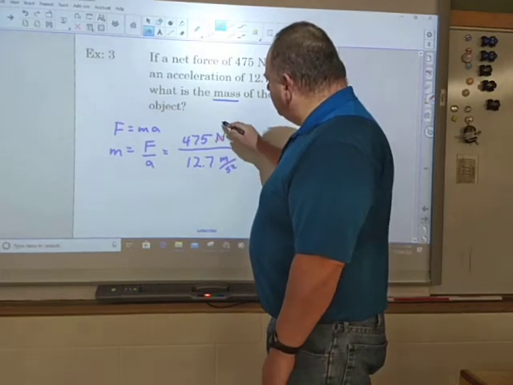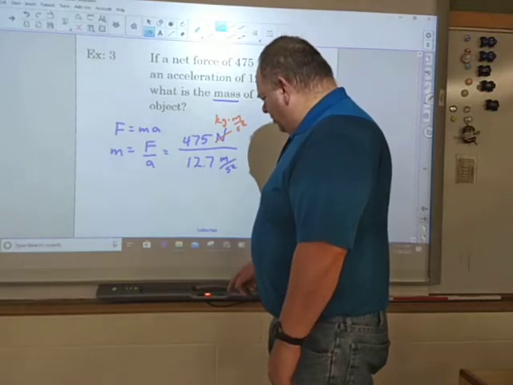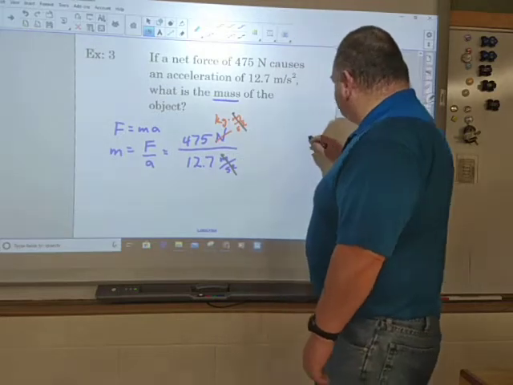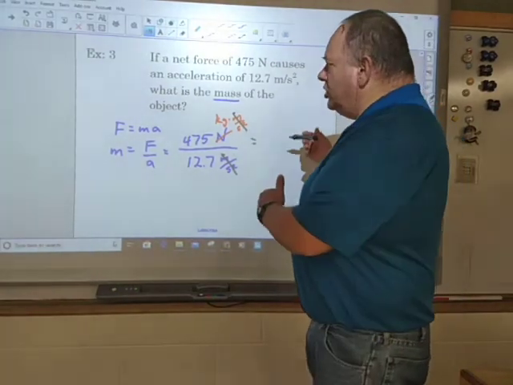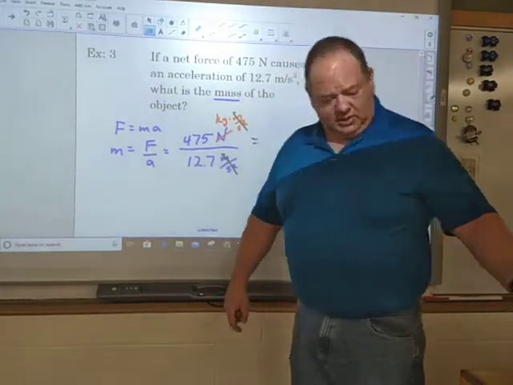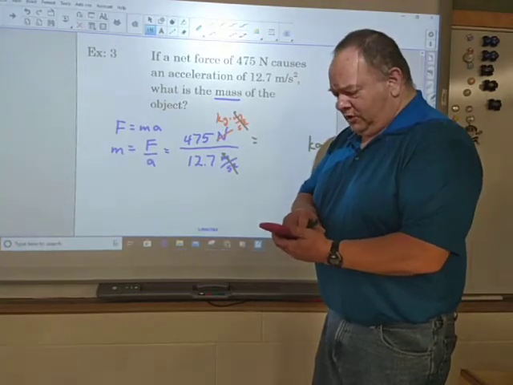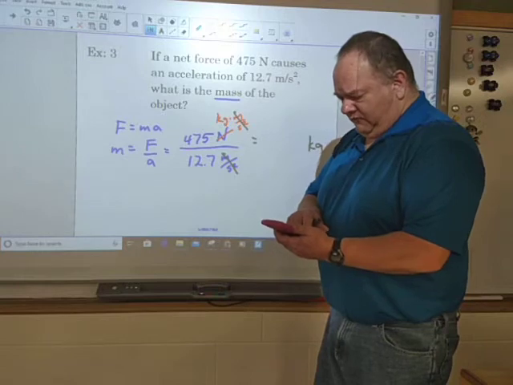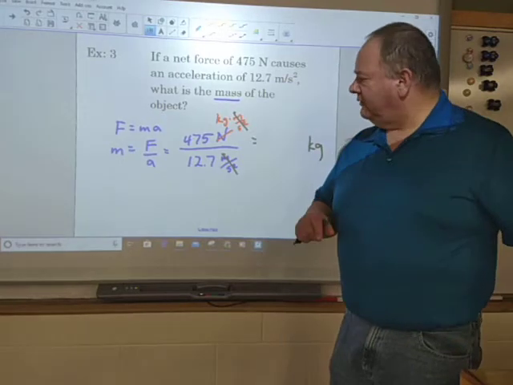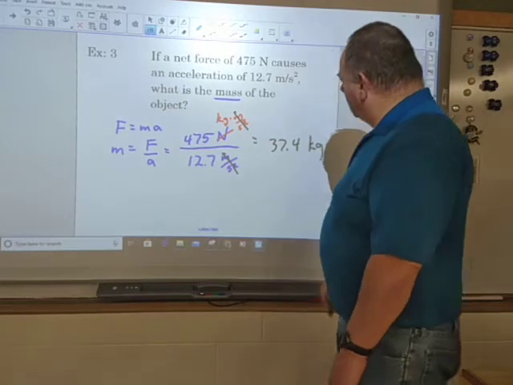I know that a newton is a kilogram times a meter per second squared. So therefore, I can cross off the meters per second squared, and I'm left with just kilograms. Good news, because I'm looking for our mass. I hope I'm in kilograms. And we take another division problem. 475 divided by 12.7. All right, 37.4. Okay.